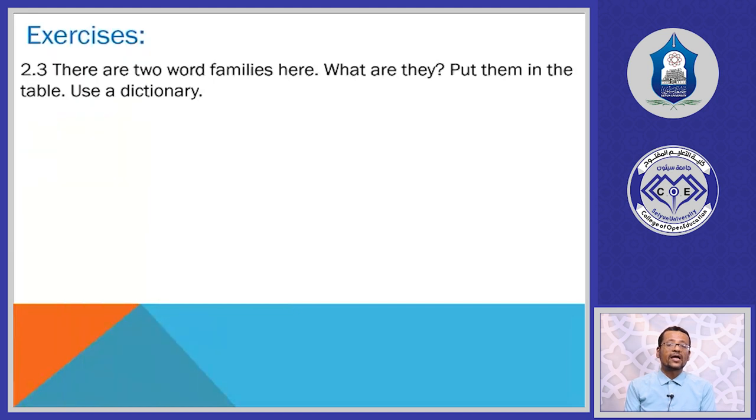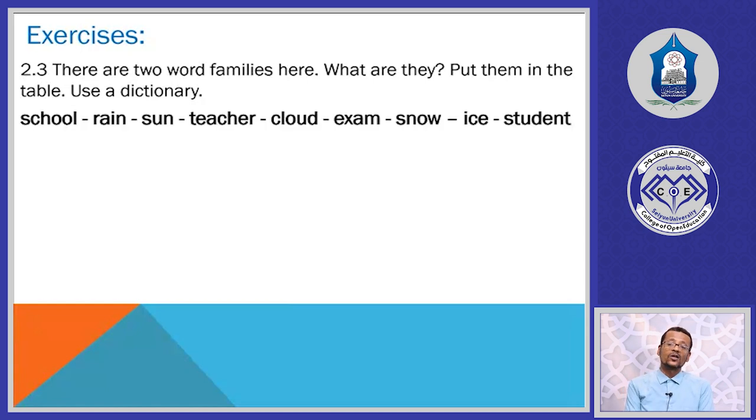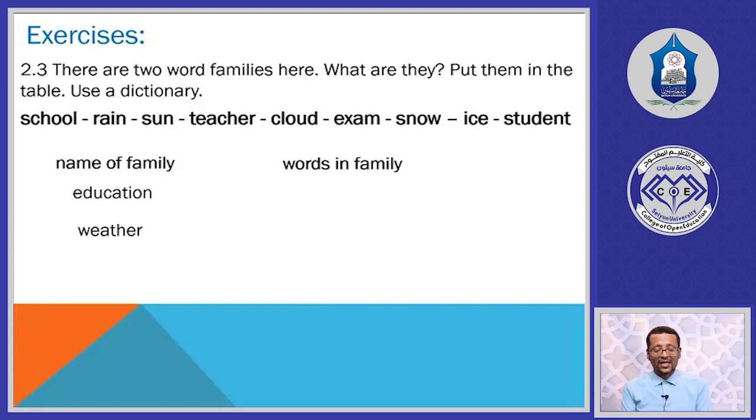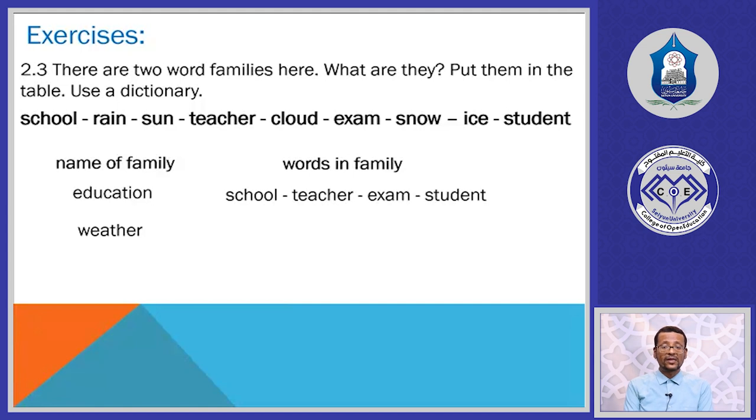So the other exercise, 2.3: there are two word families here. What are they? Put them in the table. Use a dictionary. Look, he said you need to use a good dictionary to help you decide what the two word families are and what words go under each family. For example, the first one is education, and the second one is weather. Under education, we have words in the same family: school, teacher, exam and student. And under weather, we have rain, sun, cloud, snow, and ice.